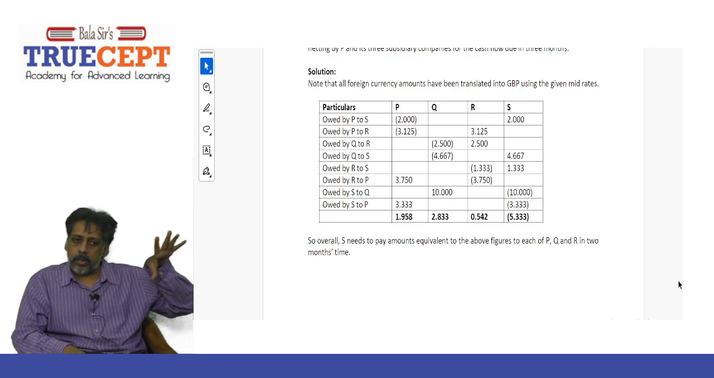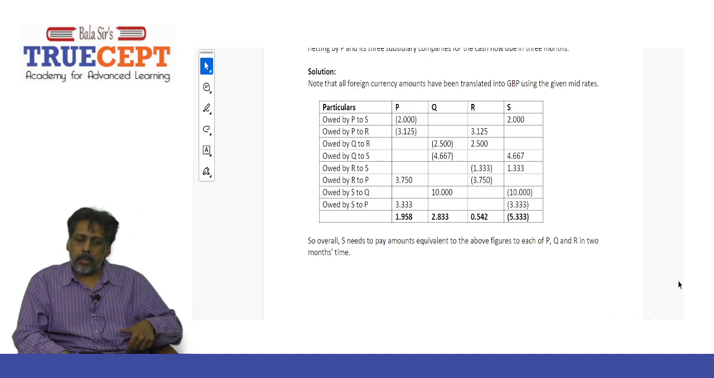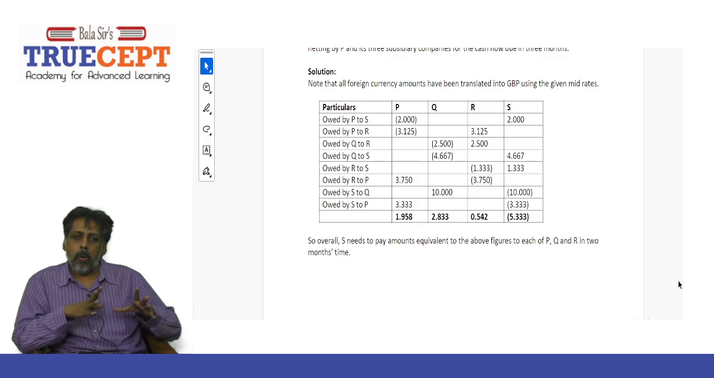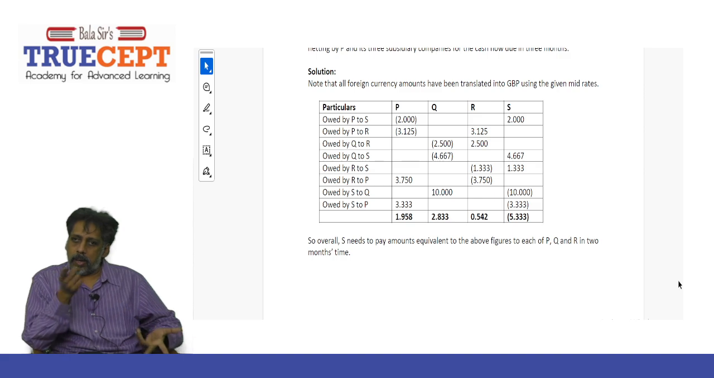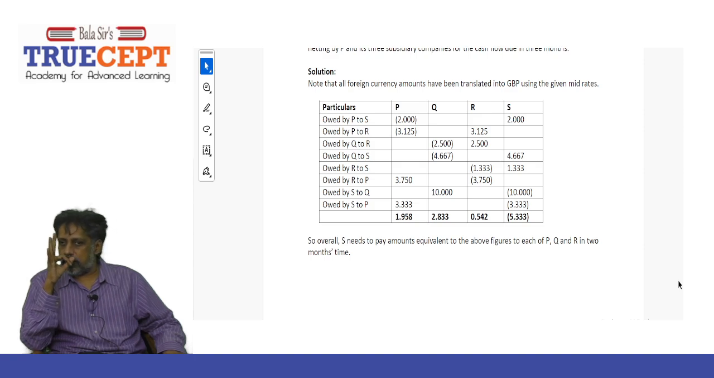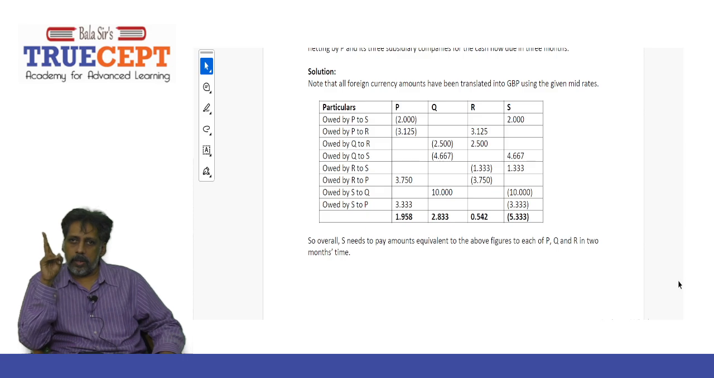So I just made a particulars column, and then I have P, Q, R and S. Now under particulars, what is the first one? Owed by P to S. We know from the question, the amount owed is 3 million Canadian dollars. And we also know that 1.5 Canadian dollars equals what? 1 GBP. Now tell me, what is 3 million divided by 1.5? You get 2 million pounds, right?